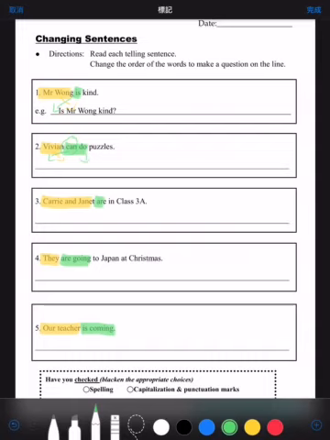So let's try to write this down. Can Vivian do puzzles? So here, please remember, if you don't know the words, how to spell it, you can find it on the paper, you copy it really carefully. And since we change it into a question, remember to put in a question mark. So can you try to do number 3 now?